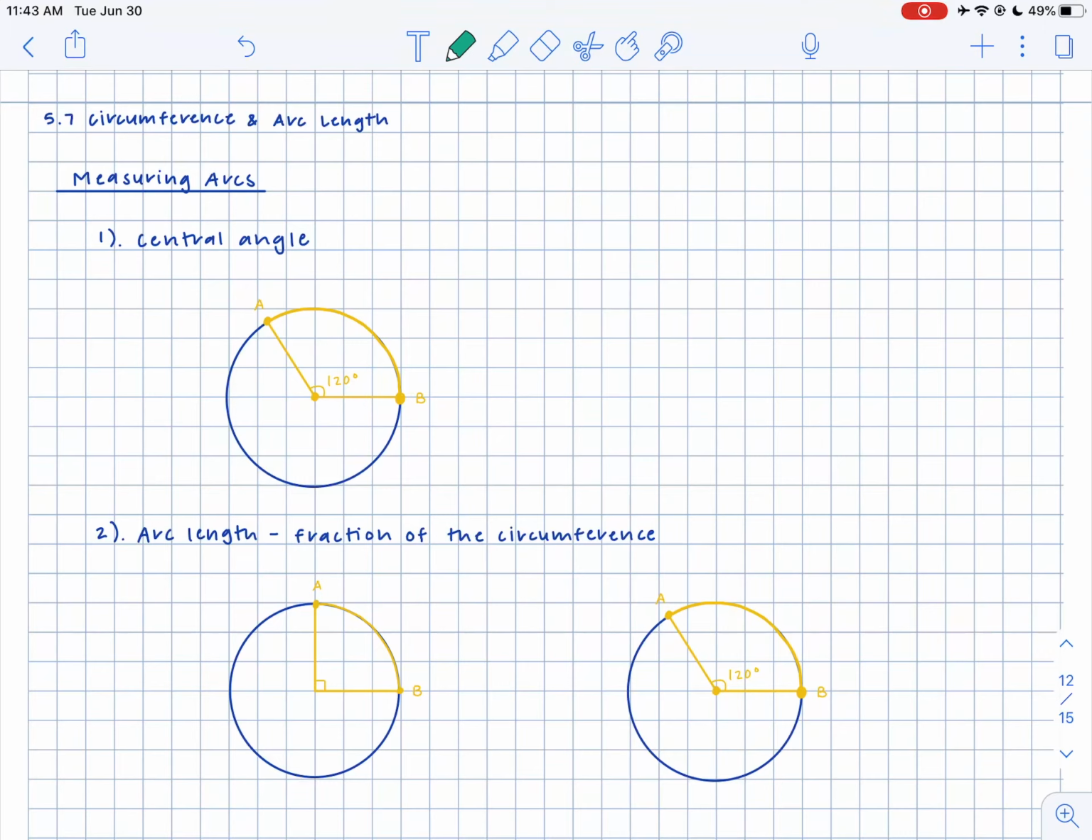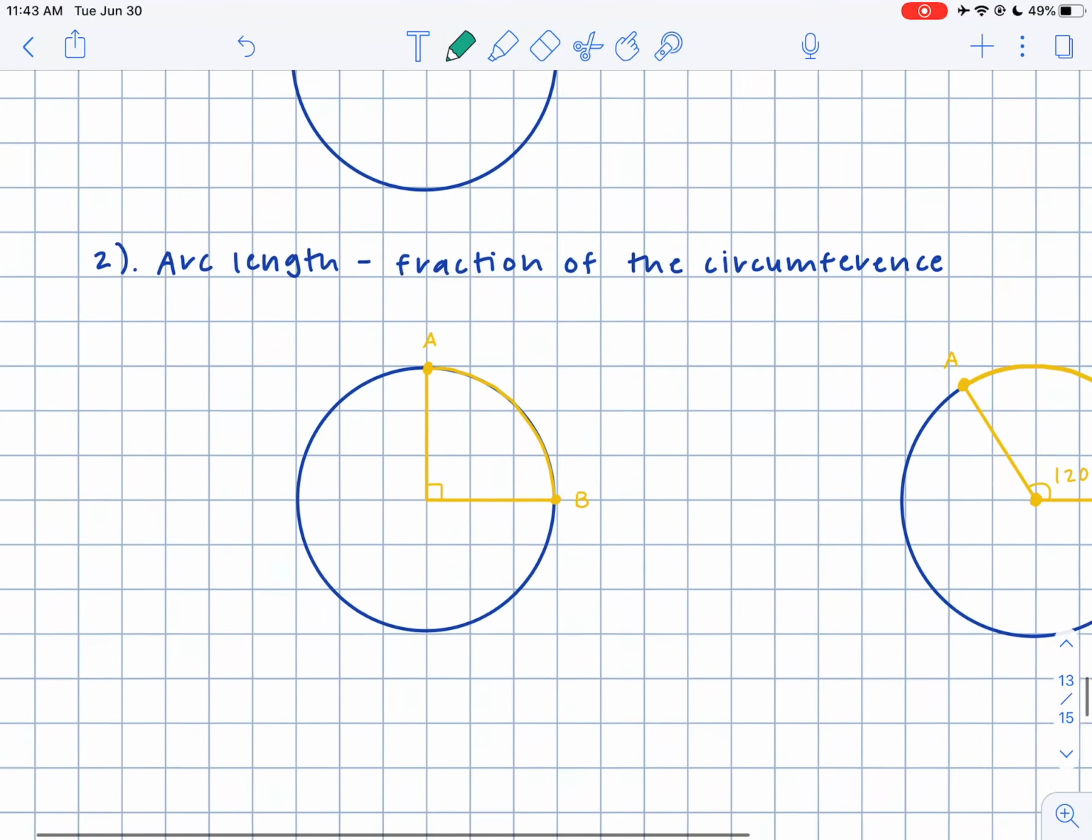Looking at the first one, it says central angle. This is when we measure the arc using the central angle. In this case, arc AB is a minor arc. And remember, minor arcs have the same measure as the central angle. So in this case, arc AB is 120 degrees because it's the same as the central angle. This first method of measuring arcs is what we already learned.